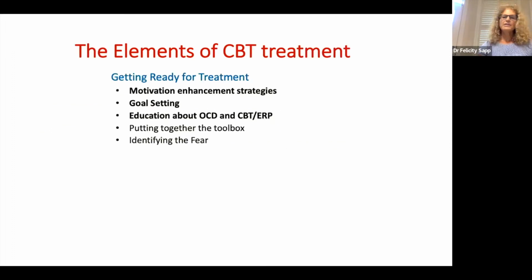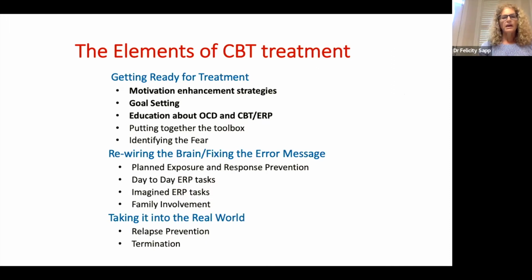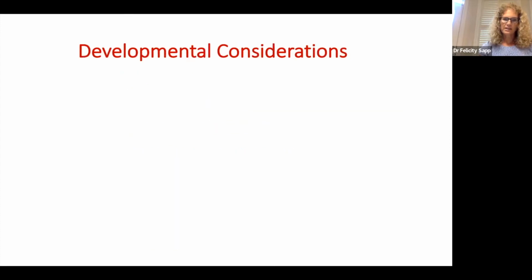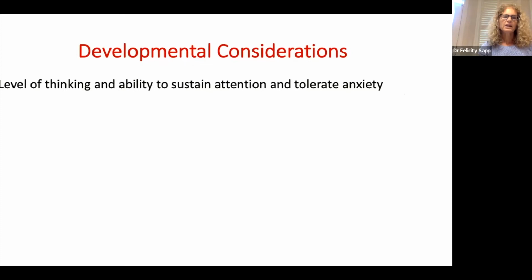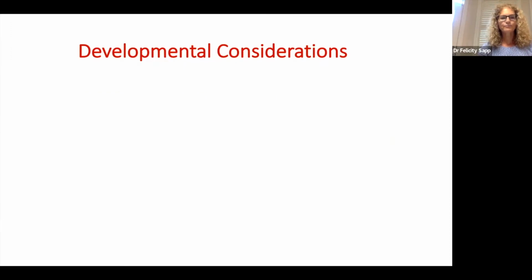So the elements of CBT treatment are sort of 3 I look at: getting ready for treatment, rewiring the brain and fixing the error message, and then taking it into the real world. And today I'm focusing on getting ready for treatment. Now, before we get ready for treatment, we need to have an understanding of where the child or the youth is developmentally, in terms of their level of thinking, their ability to sustain attention, and how well they can tolerate anxiety.